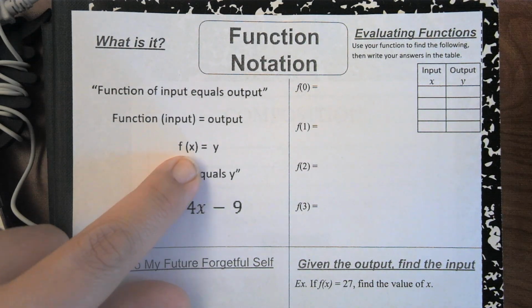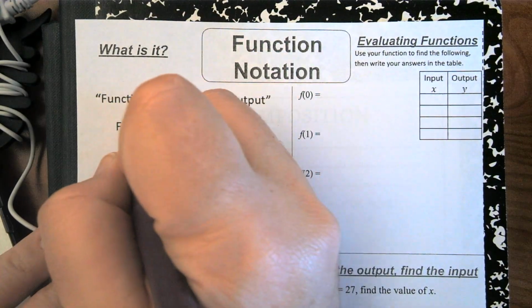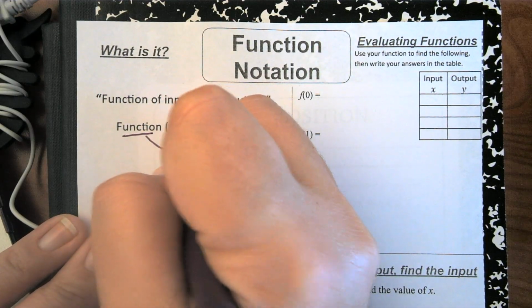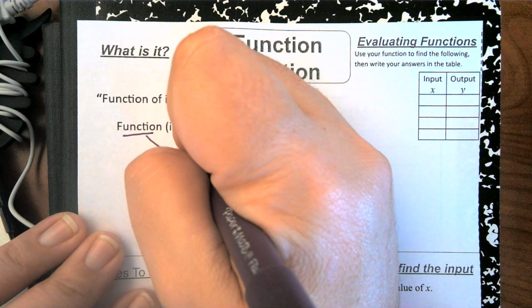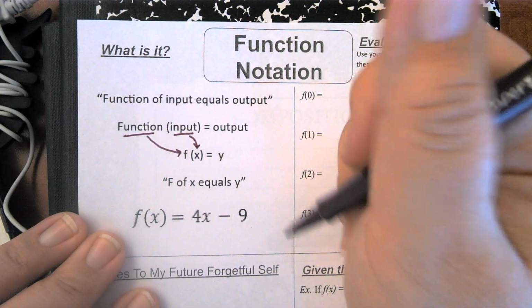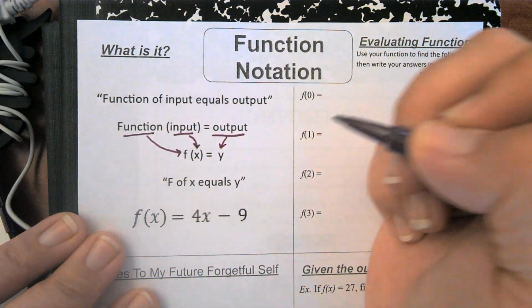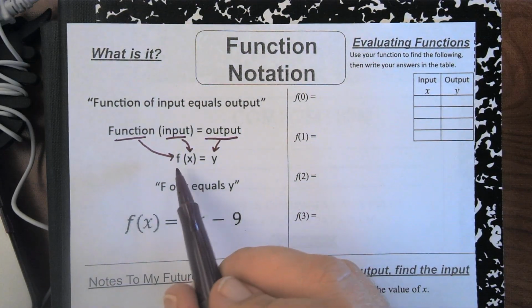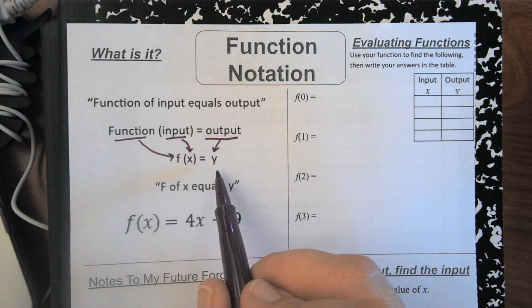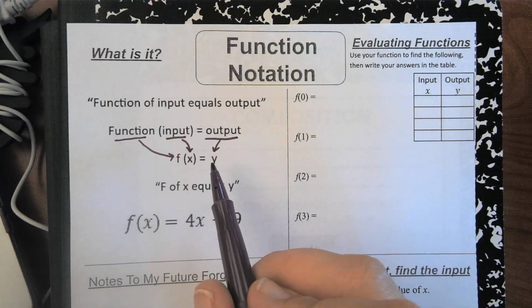This f parentheses x is function notation. And what this means is that we're using the function f, and what we're going to put into it, its input, is going to be what's in the parentheses here, which in this case is x. And what you get out of it is your y, and that's what's going to show up on this side of the equal sign. So when I read this out loud, it says f of x equals y. So something goes into the function as the x and comes out as the y.